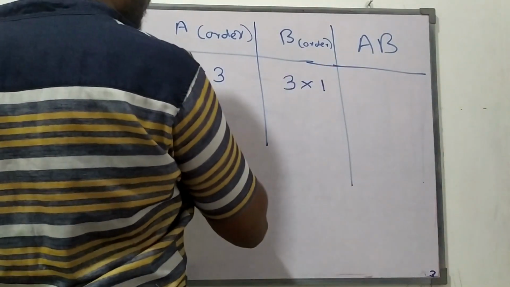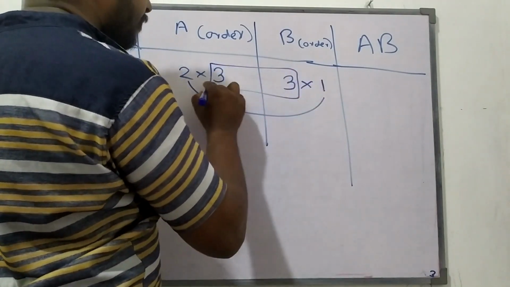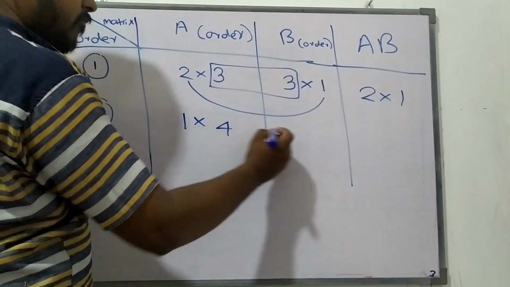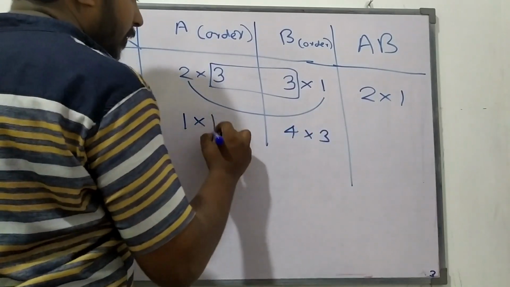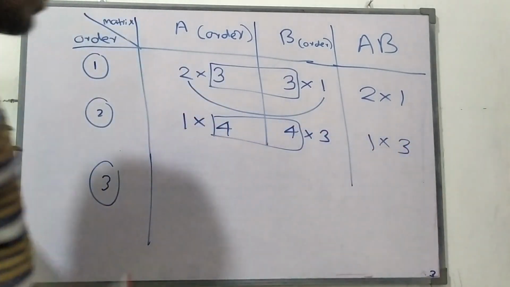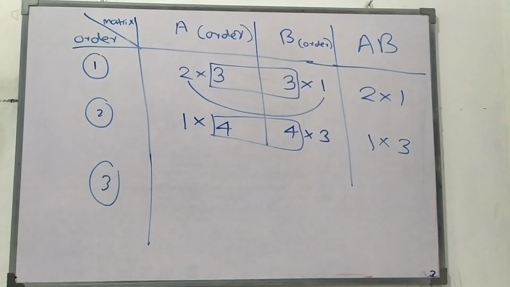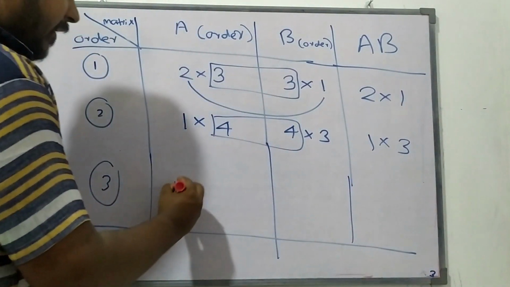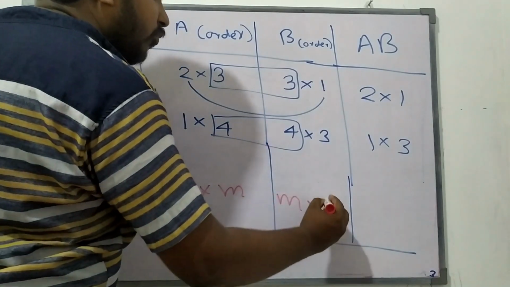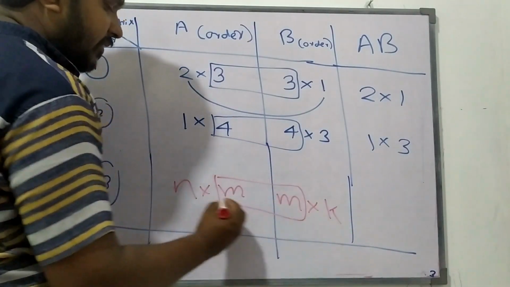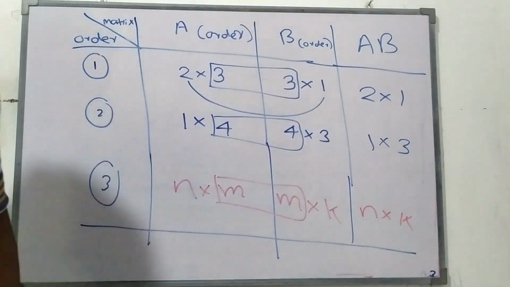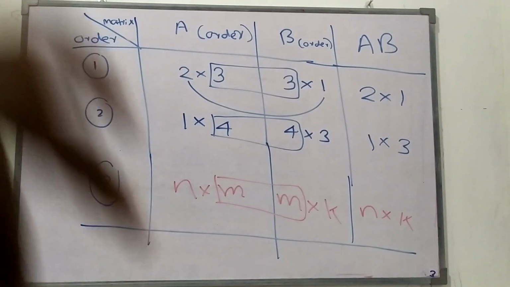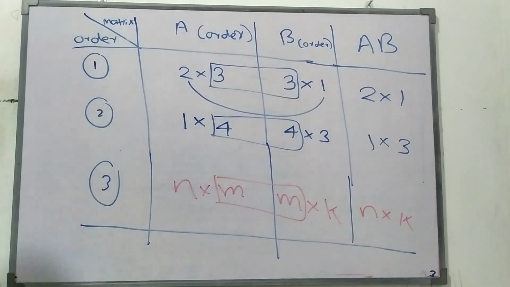Then the answer matrix will be 2 by 3, or 2 by 1 respectively. Assume another one: 1 by 4, then B should be 4 by anything, say 3. Together, the answer matrix is 1 by 3. So if A is n by m, then B should be m by any order k, and the answer matrix is n by k. This is the condition to be satisfied for multiplying any two matrices.